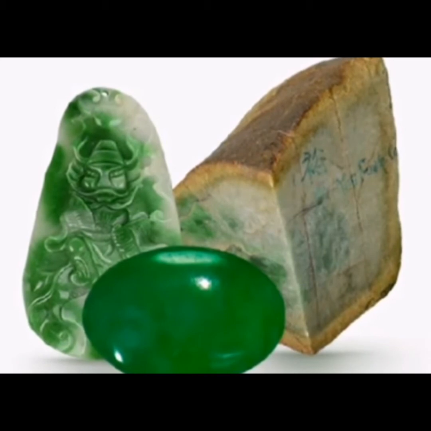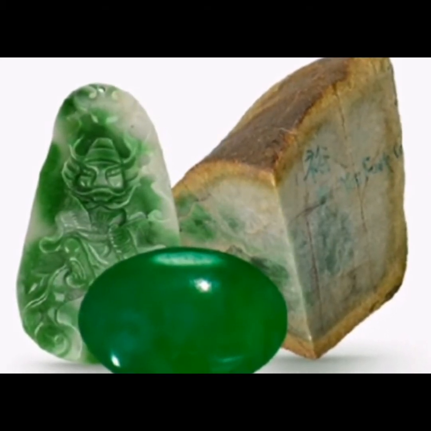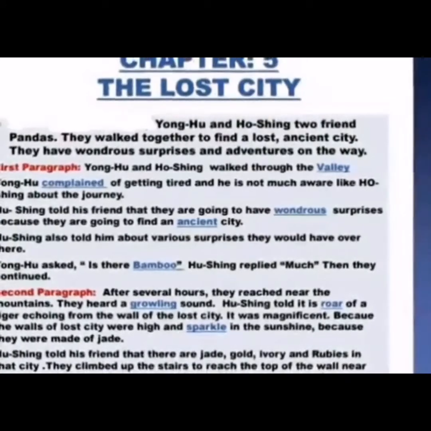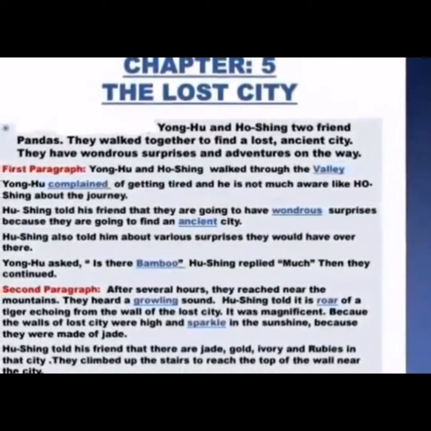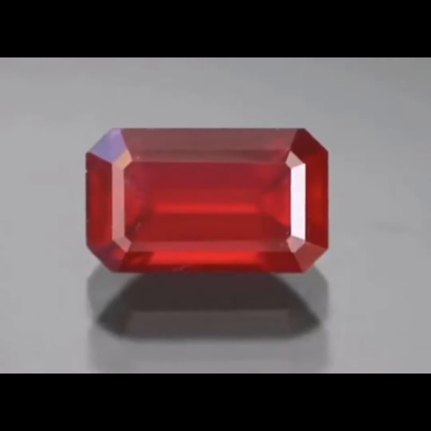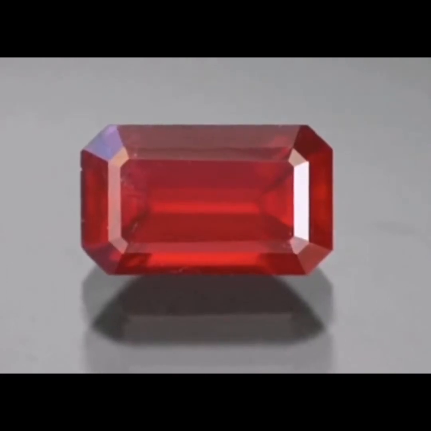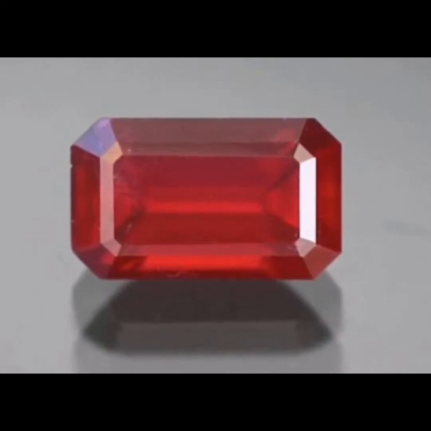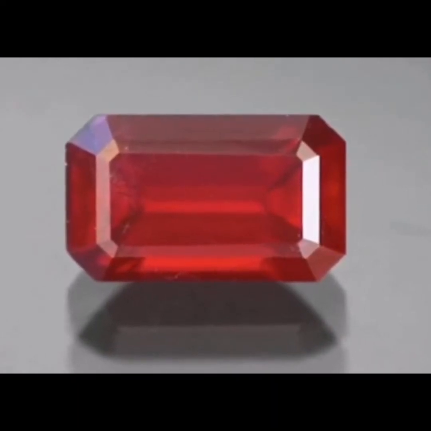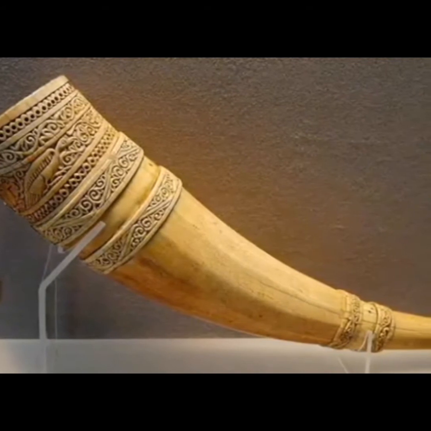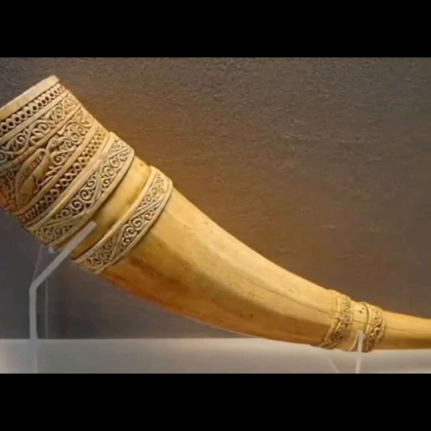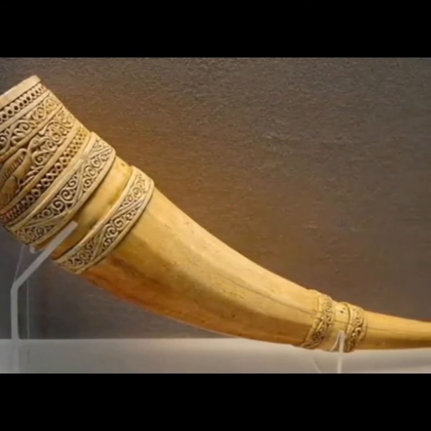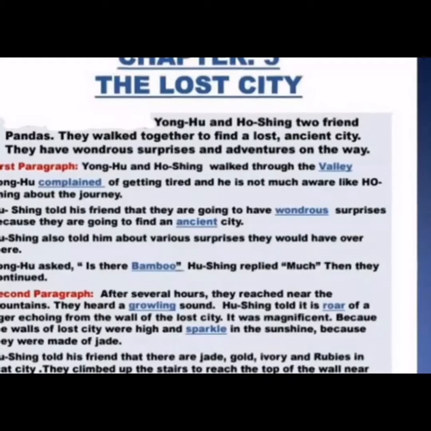Jade is basically the material which is made of two different minerals and it shines in the sunshine. Husheng told his friend that there are jade, gold, ivory, and rubies in that city. Ruby is a stone, red stone, which is also very precious. Gold, as you know what is gold. Ivory is the teeth of elephant, which are also very costly and precious.